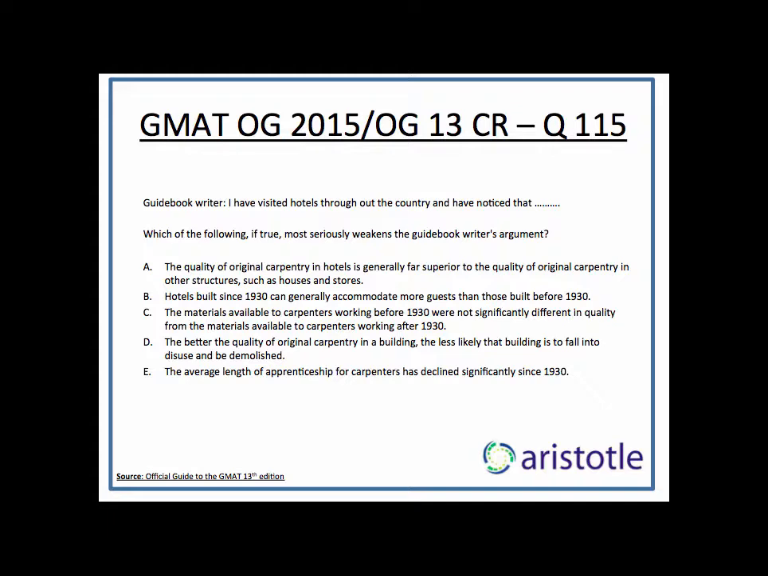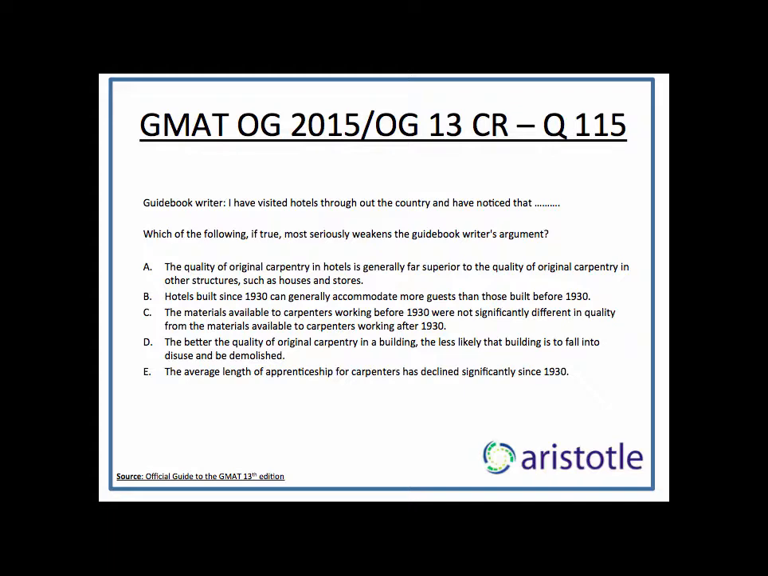C says the materials available to carpenters working before 1930 were not significantly different in quality from the materials available to carpenters working after 1930. If anything, it could strengthen the argument by saying that both the groups had the same material. So why is the earlier group performing much better? Because they were more skilled, maybe. So definitely does not weaken the argument.